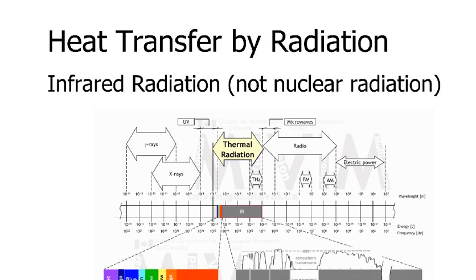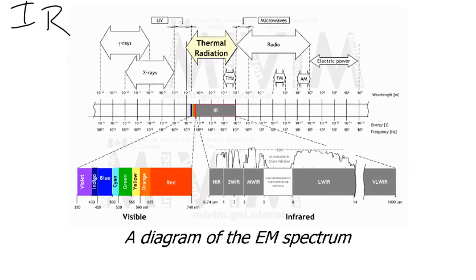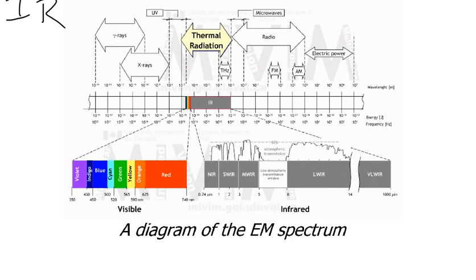Okay, here we go. Last topic on heat transfer, and this would be heat transfer by infrared radiation, or IR for short. It's also known as IR. Alright, so what is this? Basically, this is one aspect of the electromagnetic spectrum. We will be studying the electromagnetic spectrum in more detail later when we talk about waves and light.